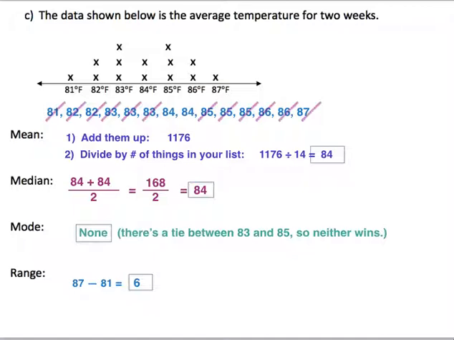And lastly, range. If you take your largest number, 87, and you minus your smallest number on the list, 81, you get that the range is 6.